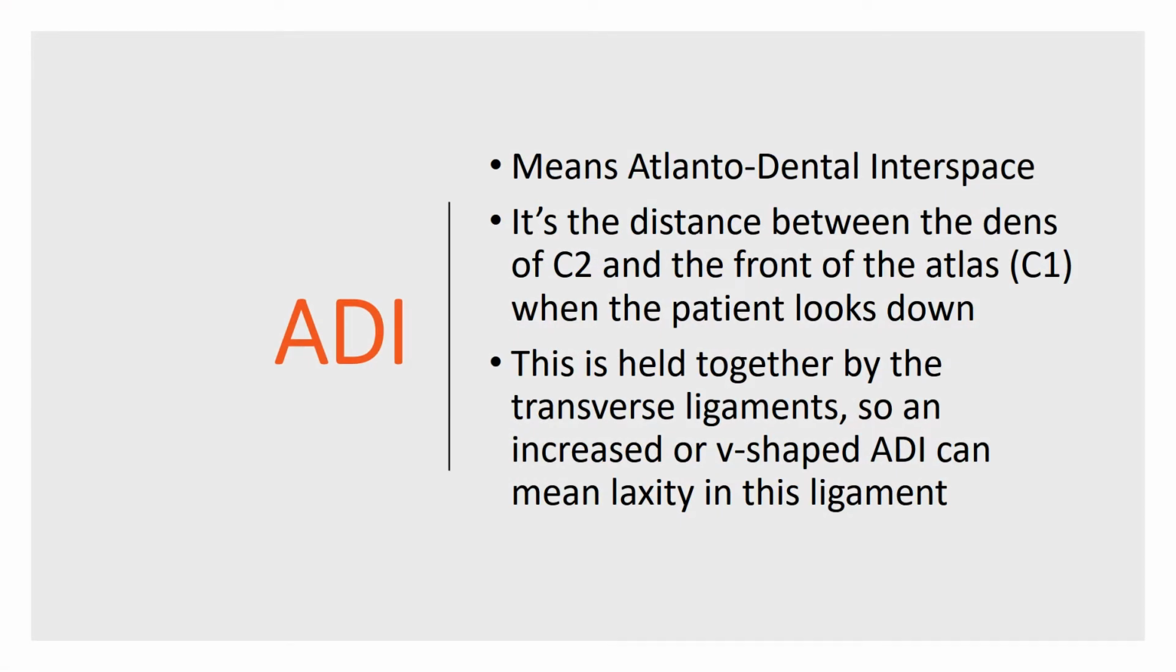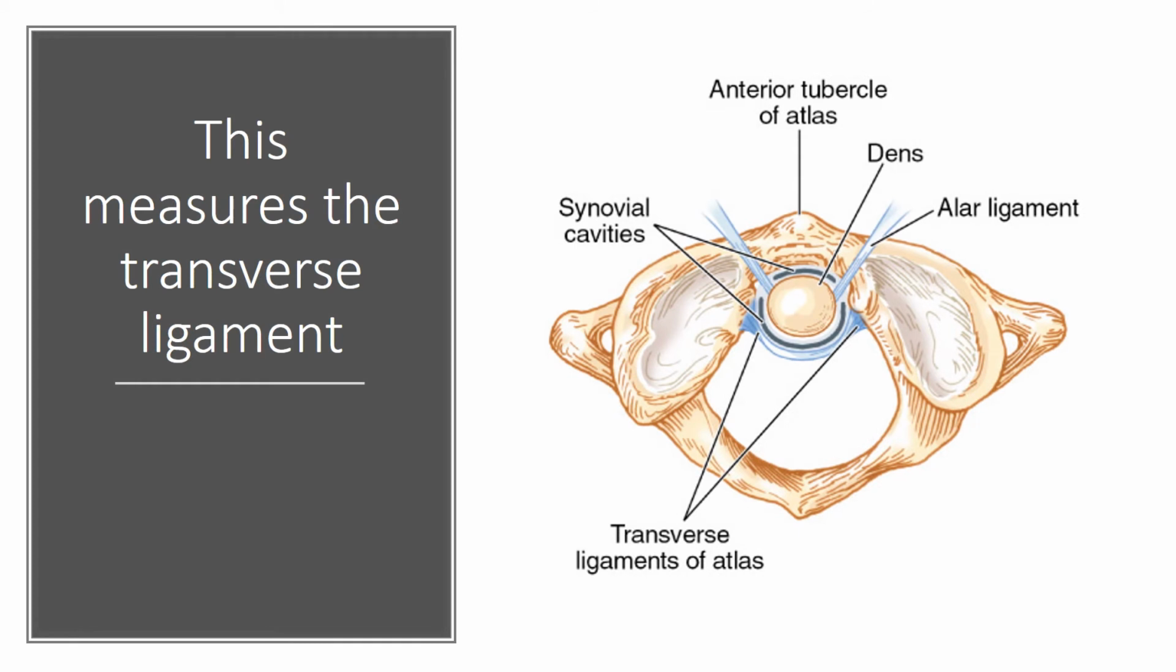ADI stands for atlantodental interspace, and it's the distance between the dens of C2 and the front of the atlas when the patient is looking down. And this area is held together by the transverse ligament, so an increased or V-shaped ADI can mean ligament laxity. And that transverse ligament, and I'll show it to you here, acts like the seat belt for the dens. So it's right here. This is the dens, and we're looking down. And so the transverse ligament, again, acts as like a seat belt for the dens. And it can prevent all of this from moving forward as you look down.